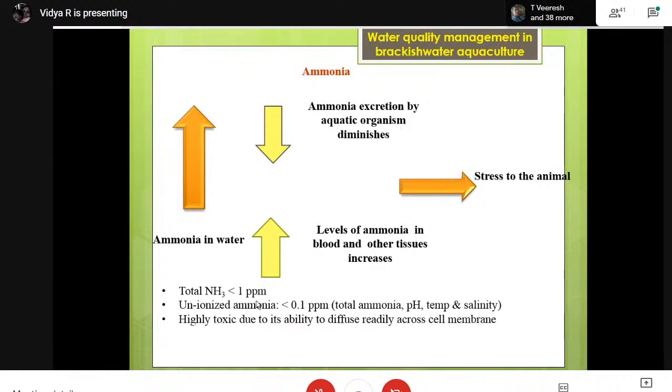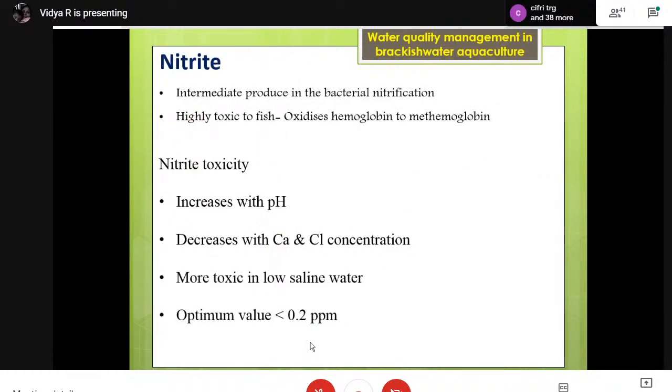So the total ammonia level should be less than 1 ppm, above which it is harmful to the animals. And unionized ammonia should be less than 0.01 ppm in the water. Levels above this will be toxic to the animals, which is found in water bodies containing ammonia and nitrite. Nitrite is the intermediate product in the bacterial nitrification. It is highly toxic to the fish and also to the shrimps. Nitrite toxicity increases with pH, decreases with calcium and chloride concentration, is more toxic in low saline waters, and the optimum value is less than 0.2 ppm in the water.